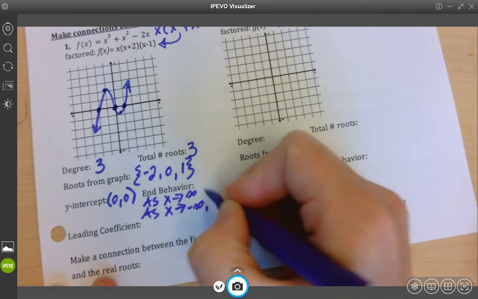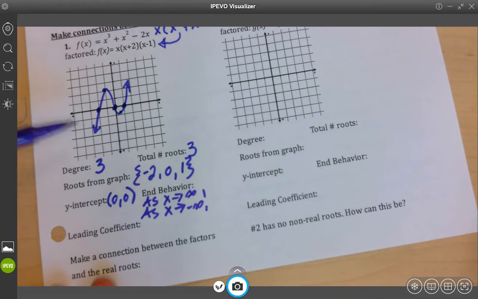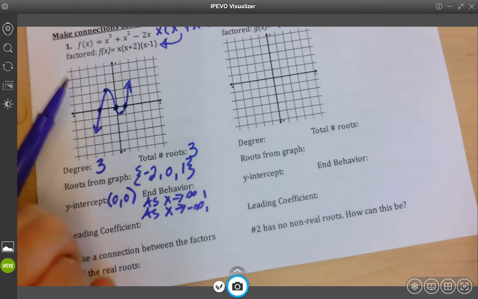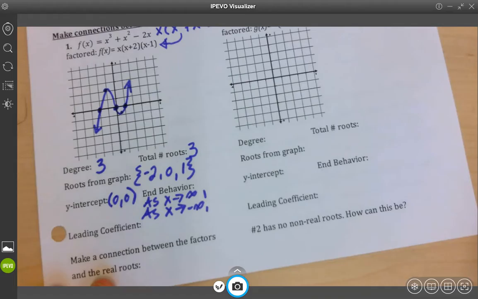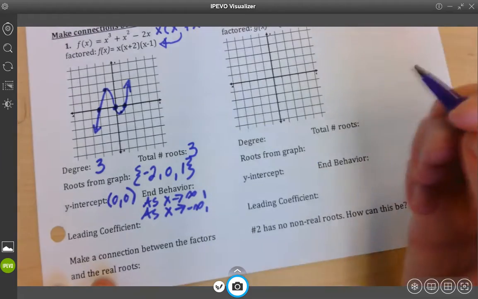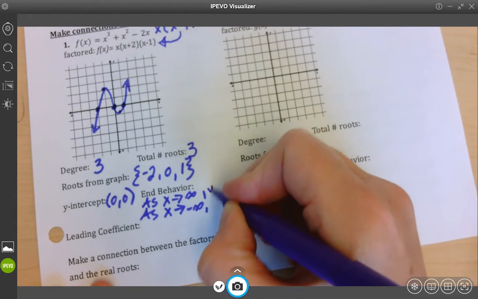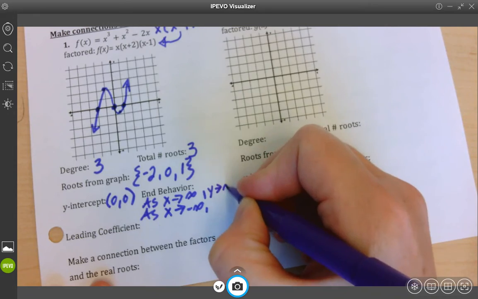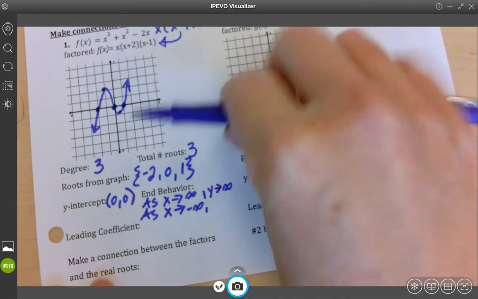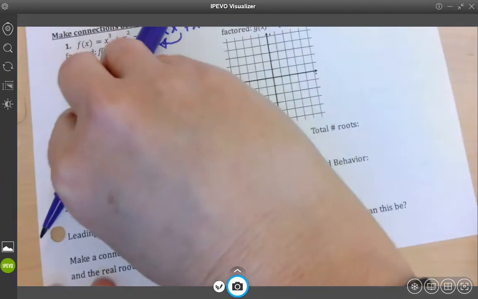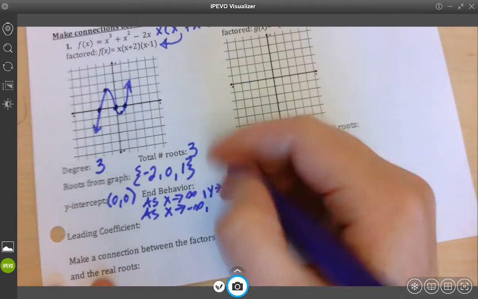All right. So as x goes to +infinity, what is the y going to? +infinity, good. Normally I write f of x, but I'm just running out of space, so I'm going to put y goes to infinity. And as x goes to -infinity, what is y going to? -infinity.